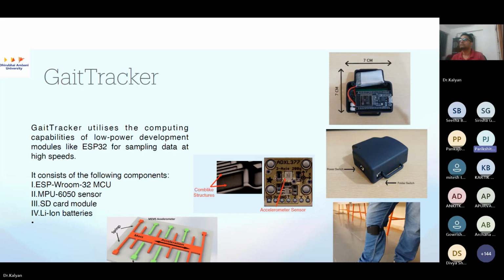So there are four main components of our device. First is the processing unit, which is our ESP32, which acts as the main processing unit for data collection as well as data pre-processing. Second is the MPU 6050 sensor, which is responsible for collecting data. Third is the SD card module. Since we are collecting gait data, there is a lot of data. We need to store it somewhere.